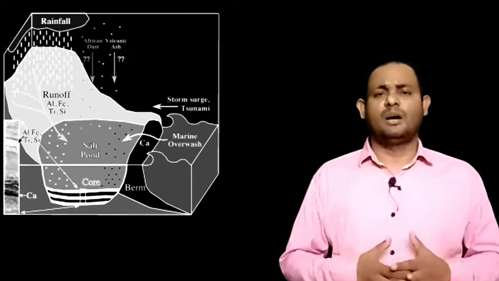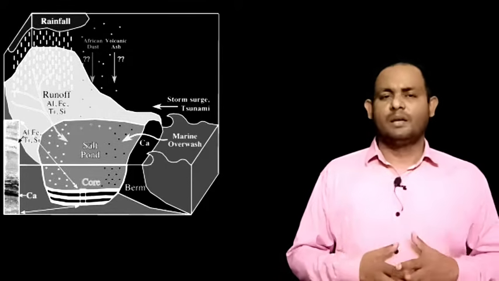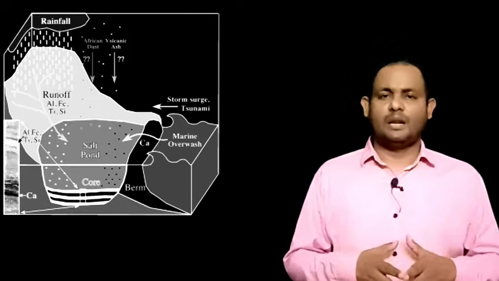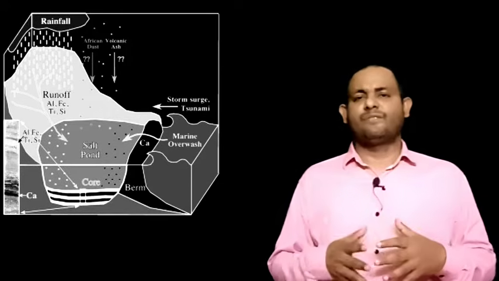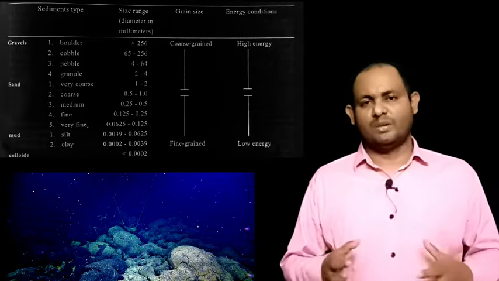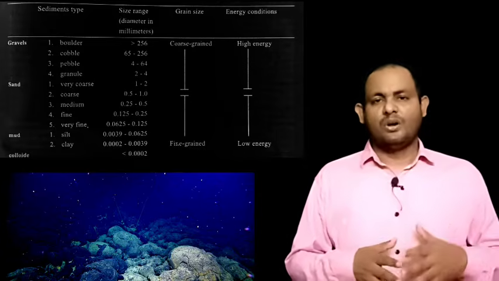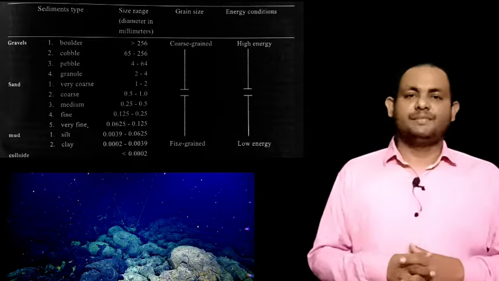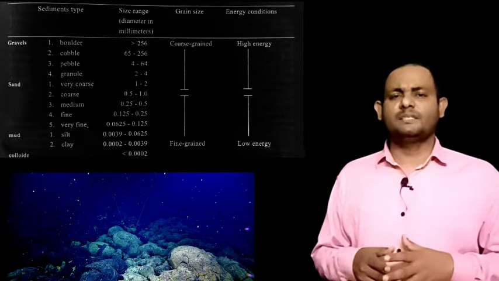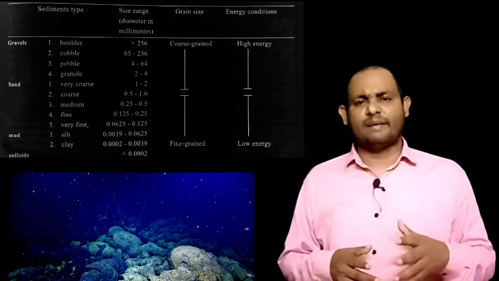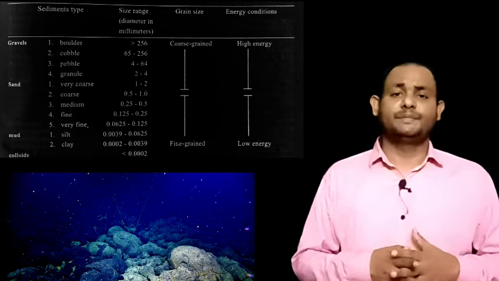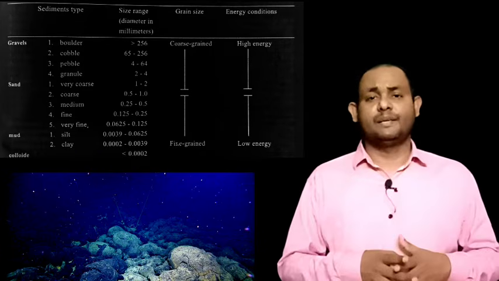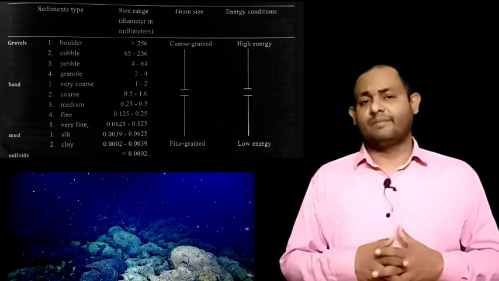The fine particles are picked up by prevailing winds from the tropical and subtropical deserts, and they are carried far away from the continents to the deep ocean, where these particles fall down and settle on the deep sea plain. And there are basically gravels, sands, mud, boulders, pebbles, and sands. They are very coarse and medium to fine grain.